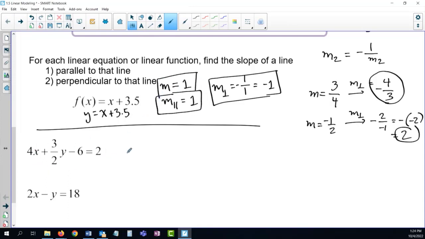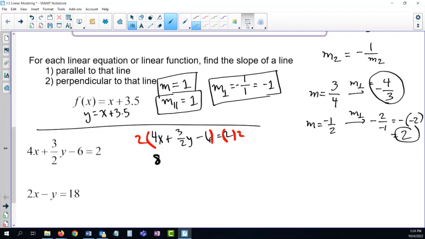All right, so how am I going to find the slope of this line? You can do it two ways. You can either use the slope formula and find it, or you can get your equation in slope-intercept form. And whenever you're given an equation, it's usually easier to get it in slope-intercept form. So let's start out with what we have, 4x plus 3 halves y minus 6 equals 2. I'm going to get rid of fractions first. The only fraction in here is that 2 in the denominator, so I'm going to multiply both sides by 2 to get rid of it.